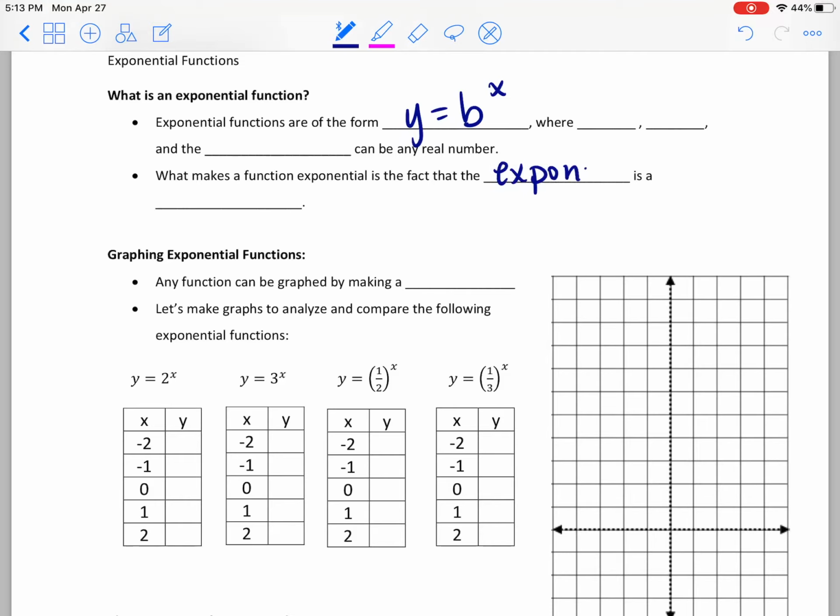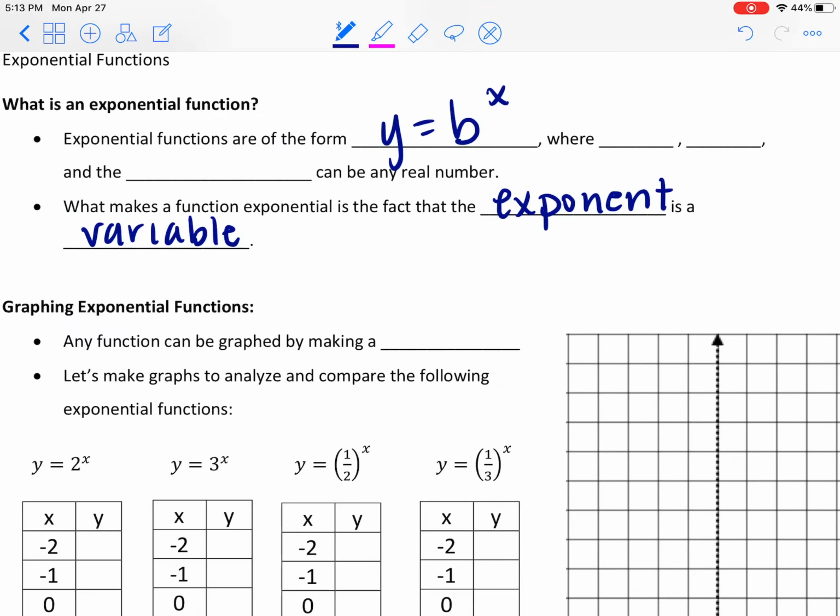in particular for b. So remember, exponential equations were exponential not because they had an exponent, but because the variable was the exponent. That's still going to be true here. What makes a function exponential is the fact that the exponent is a variable. The exponent is a variable, or the variable is an exponent, either way. But there are some stipulations to the base of that exponent.